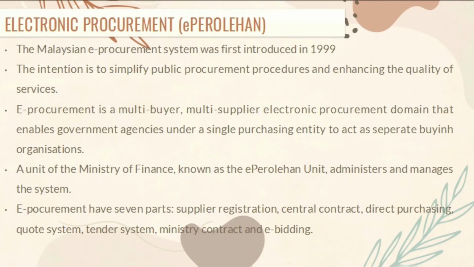In general, the unit is responsible for system monitoring, installation and maintenance, operation of the data center, user training, transition of technologies, and implementation of the policies. For the last point, it's about e-procurement roles, which include supplier registration, central contract, direct purchasing, quote system, tender system, ministry contract, and e-bidding. So that's all from me. The next slide will be presented by Yvonne Nerika.